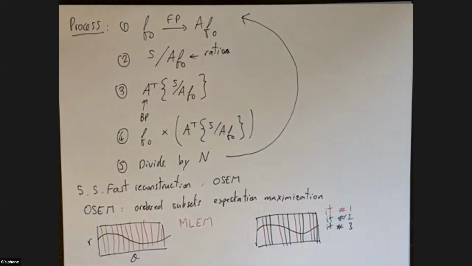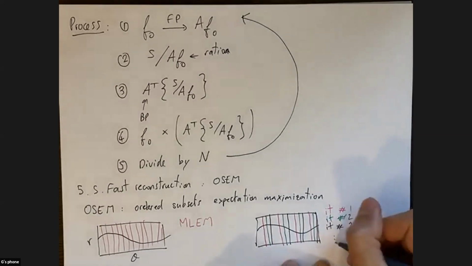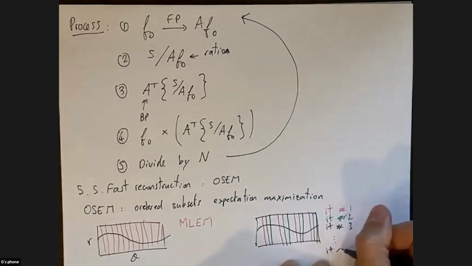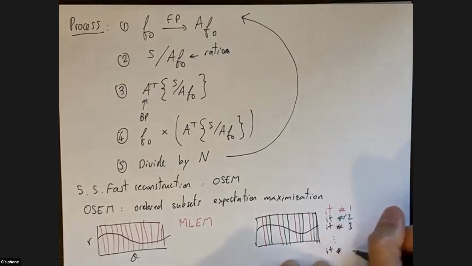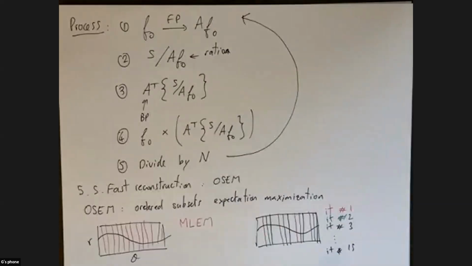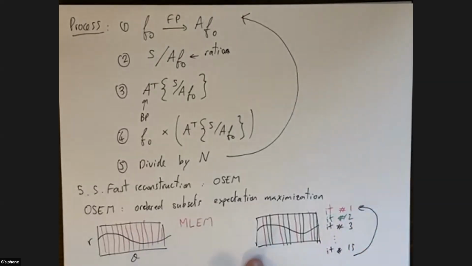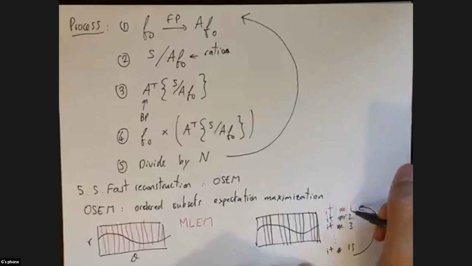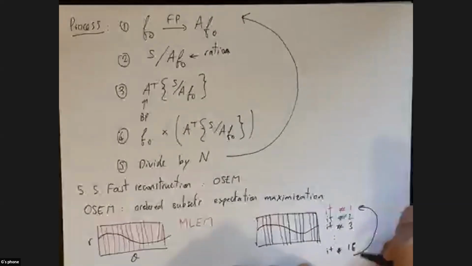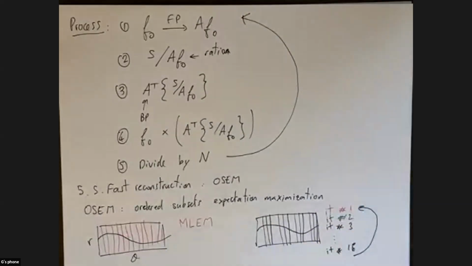The subsets can be made so that they're logical and easy to program. Once it reaches, let's say, iteration number 15, for example, after that it's going to go back to subset number 1, because once you've used all the data, you can go back and start with the first subset. So iteration number 17 will be done using the first subset again.